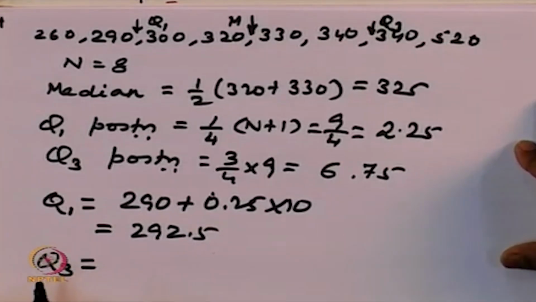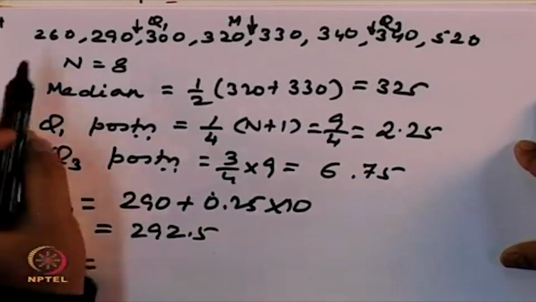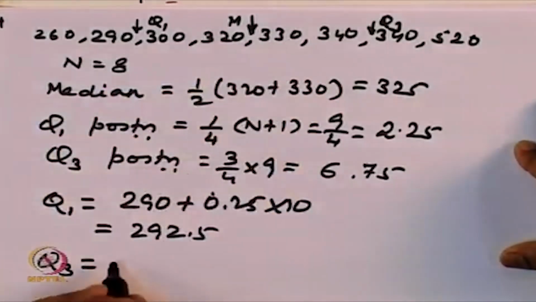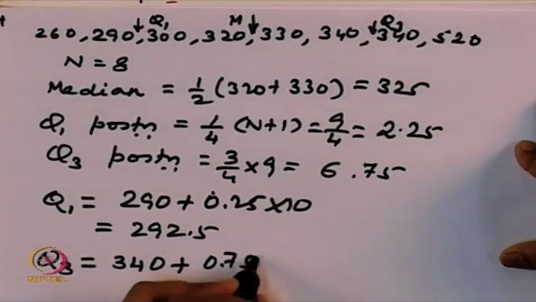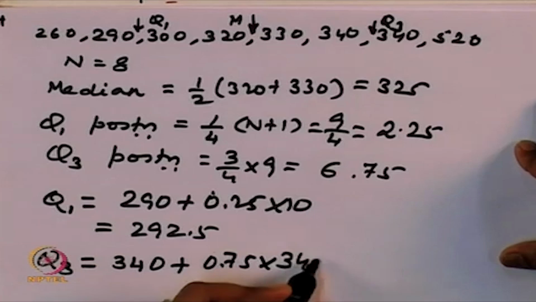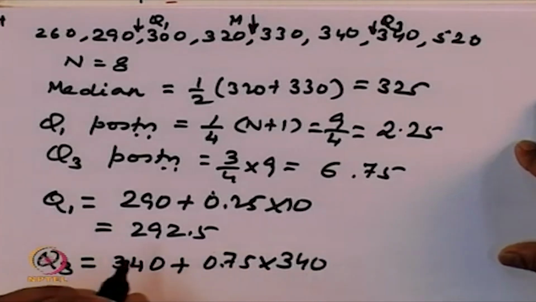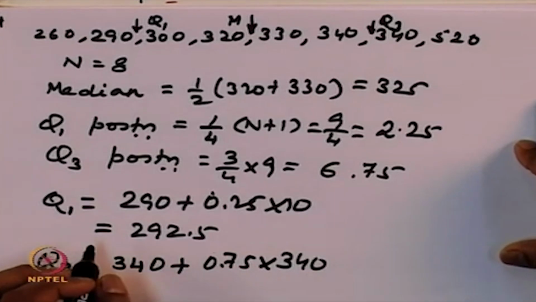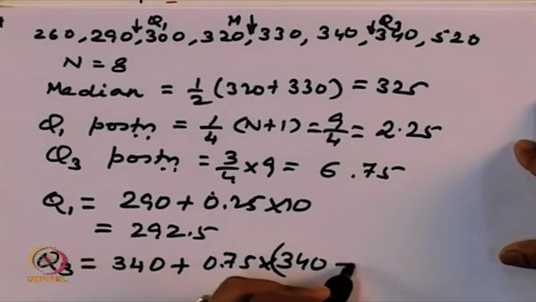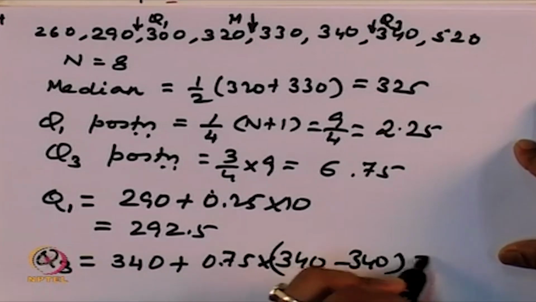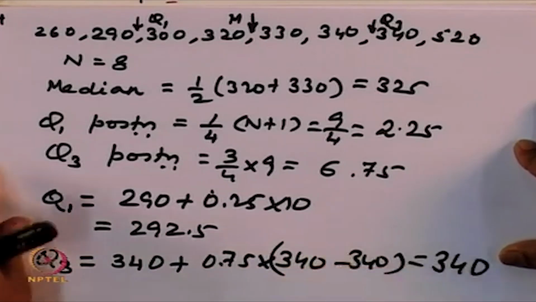Q3 is going to be 6.75, 1 2 3 4 5 6 is 340 plus 0.75 into 340. So it will still get the value. Q3 is in this particular position, 0.75 times 340. No, but the 340 minus 340, which is nothing but 340 only. Okay. So we have calculated the values of Q1 and Q3.